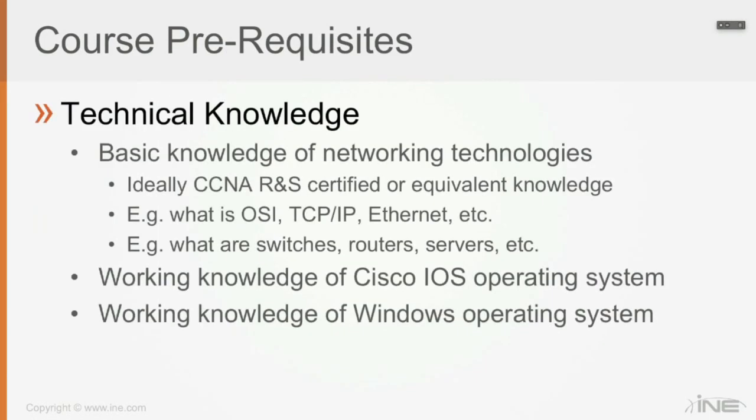Now, course prerequisites. From the technical point of view, in order to get the most out of this class, ideally you're going to have a basic knowledge of networking technologies. Likewise, ideally you're going to be CCNA Routing and Switching certified, or have equivalent knowledge. So you should know what OSI is, what TCP/IP is, how it works, what Ethernet is, what a switch, router, or server is, and of course, how this works. What are their main scopes?